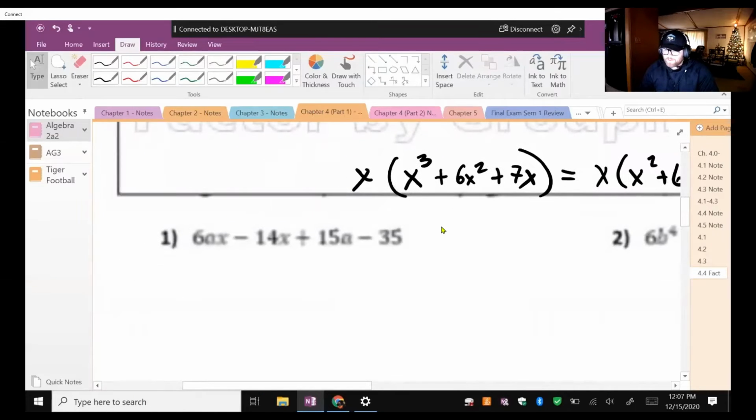Okay, so today's factor by grouping. What we want to do is factor by grouping, and we're going to have 4 terms. So it's going to look a little bit different. So here's what we want to do. We want to group the first 2 terms.